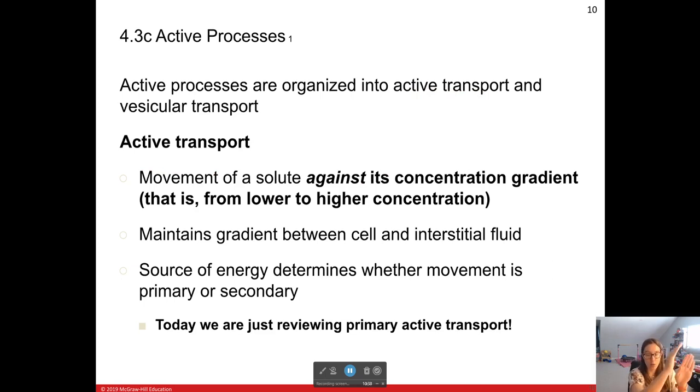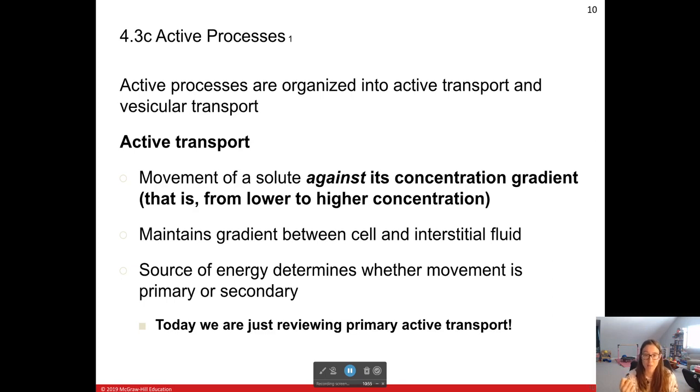So we're pushing that bowling ball up the hill, right? It's hard to do because these solutes want to be at equilibrium. They want to be distributed evenly. They don't want to all be shoved together in one area. So it takes energy to do this.